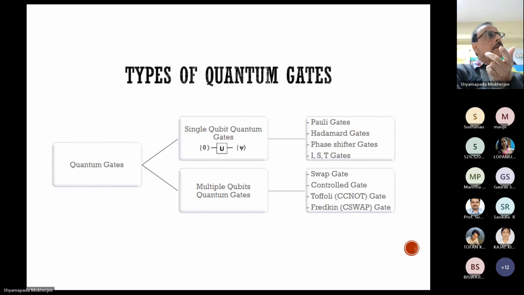OR gate, 2 input and 1 output. So that is why it is not a reversible gate. Okay. So similarly, I have in classical gates one input gate.